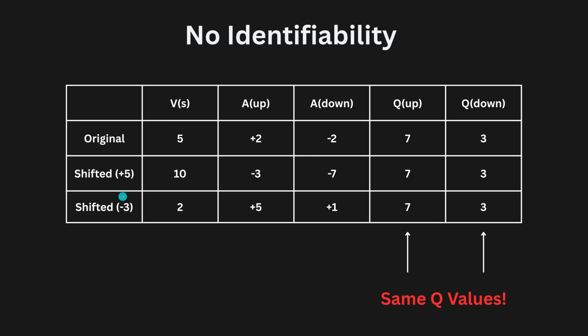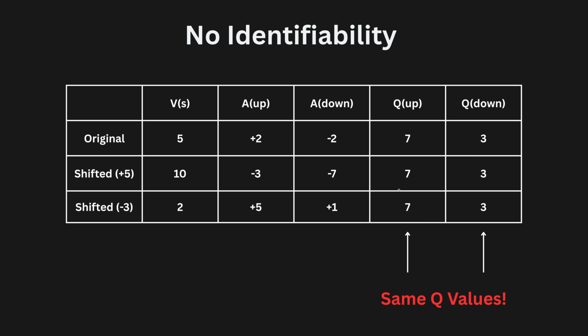And then again, we can shift by -3, and we'll see exactly the same thing. We can shift our data around, right? Shift our values and advantages around, and for different pairs of values and advantages, we end up getting the exact same Q values, which is a little bit of a problem, right?